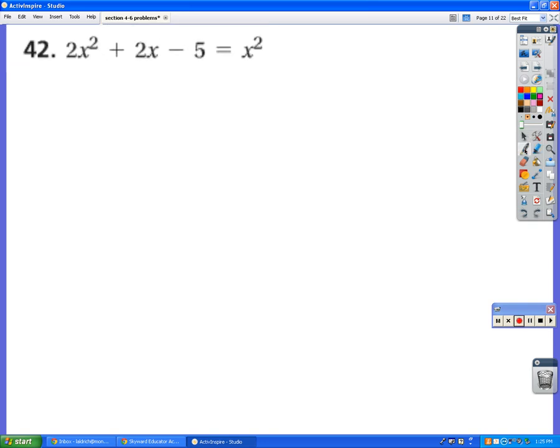All right, so let's try another one. 2x squared plus 2x minus 5. So what do I have to do to get it right?